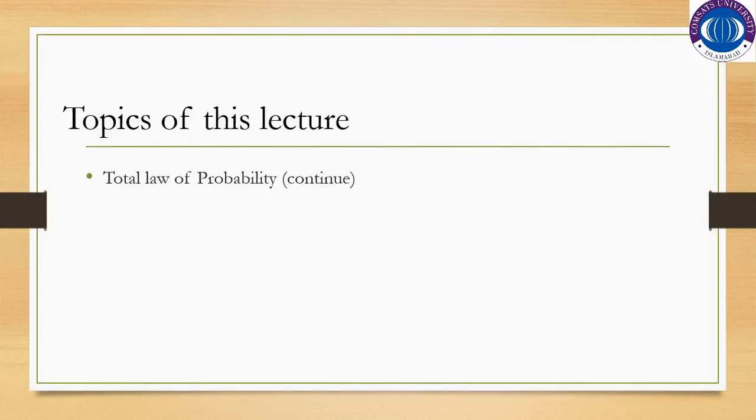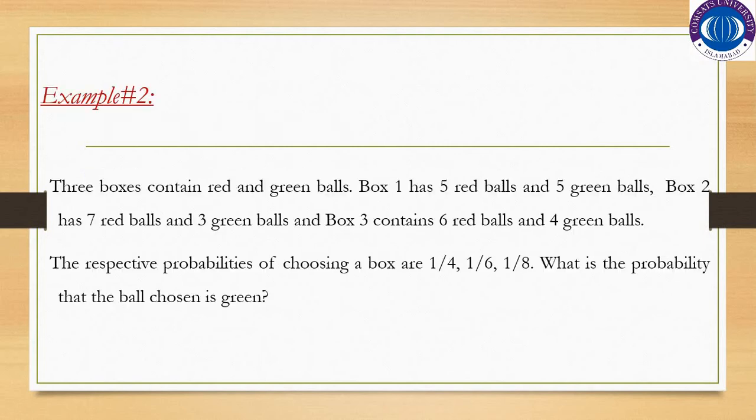We will continue the topic total law of probability. Example number 2. 3 boxes contain red and green balls. Box 1 has 5 red balls and 5 green balls. Box 2 has 7 red balls and 3 green balls, and box 3 contains 6 red balls and 4 green balls. As we have 3 boxes here, each box has 2 types of balls, red and green.